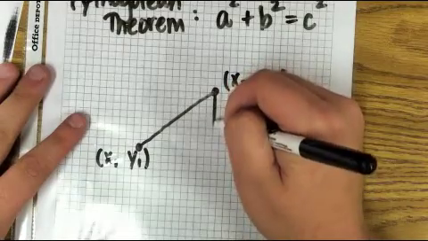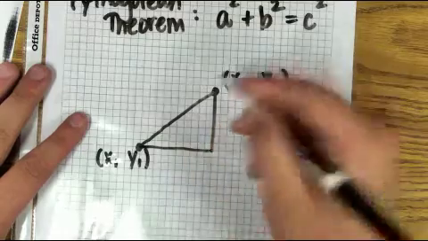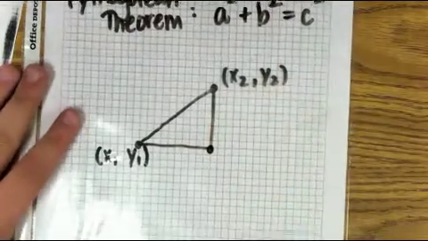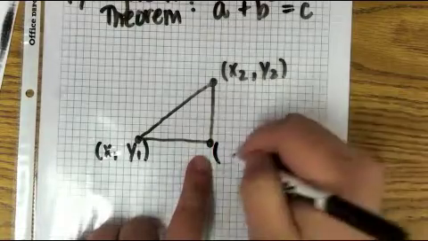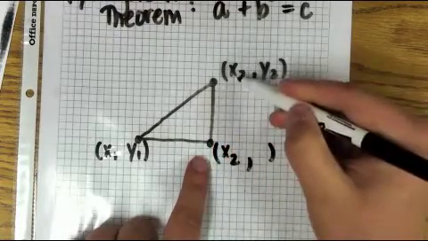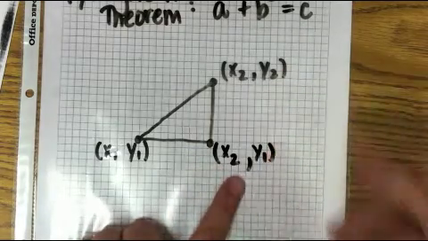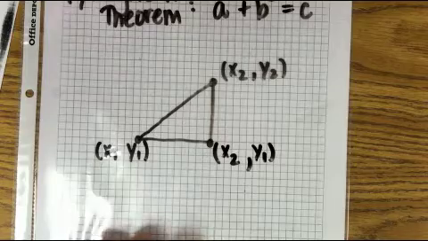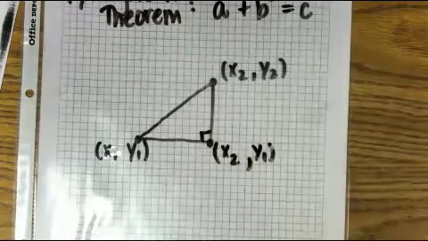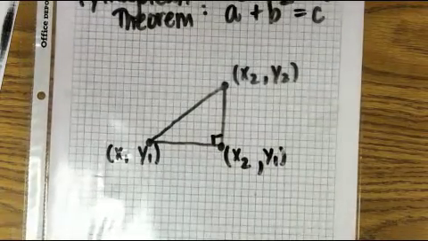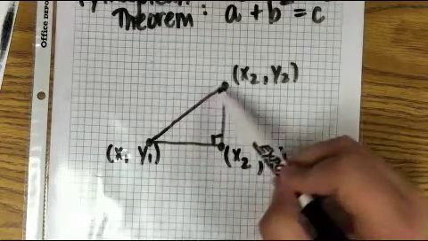So I'm just going to follow the grid lines until both of these points actually meet, and I'm going to make this a new point. Now this new point right here encompasses x2, because we're using that point right there, and the y1. Okay, so we've got our 3 points in place. This is a right triangle, so I'm going to put that little box in there.